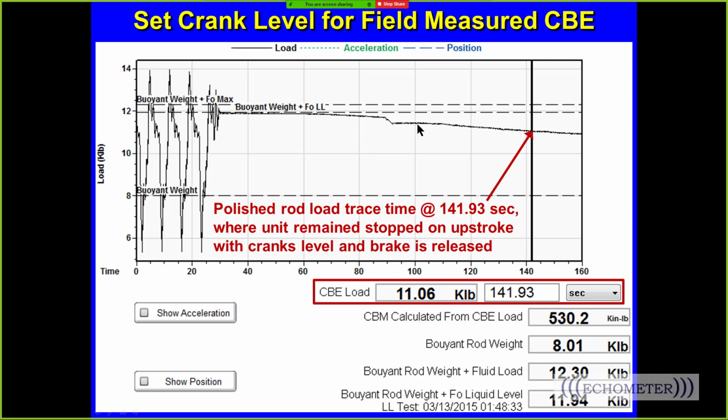And then he kept on watching it. And then he released the brake and said, aha, it matches. It's level. It's not moving. So we know it's that time. And that time becomes the CBE load that we can then use to calculate the counterbalance moment from the CBE load.